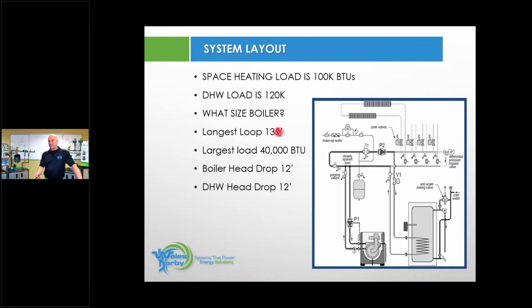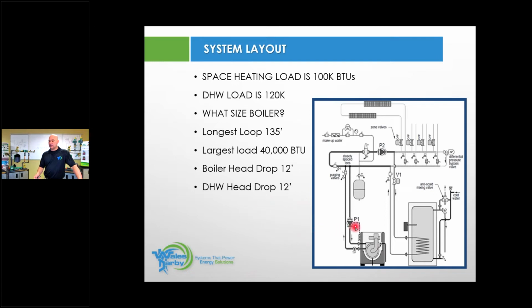So you're going to use your TEL. There's one example on the board right now. You can just rework the numbers. Your largest zone out here is 40,000 BTU. This boiler heat exchanger, this is a water tube heat exchanger. It has a 12 feet head drop. So there's the head of the boiler. The head drop of this indirect is also 12 feet.